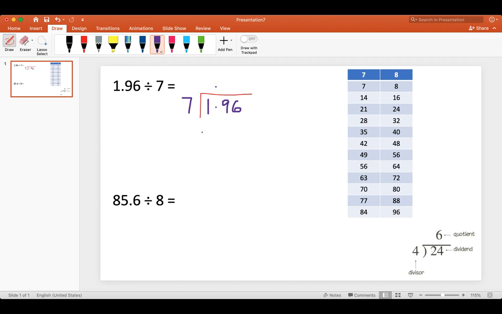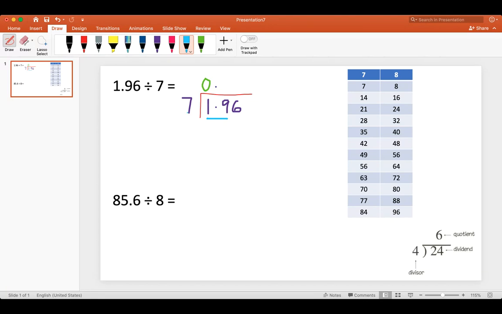We now need to have a look at the divisor again. We've got 7, so we're going to be using this number and the multiples of 7 to help us answer this question. So how many groups of 7 can I make out of 1? Well, I can't make any, so I'm going to put a 0, and we're going to leave the decimal where it is. We're now going to join this 1 and 9 together to make 19.